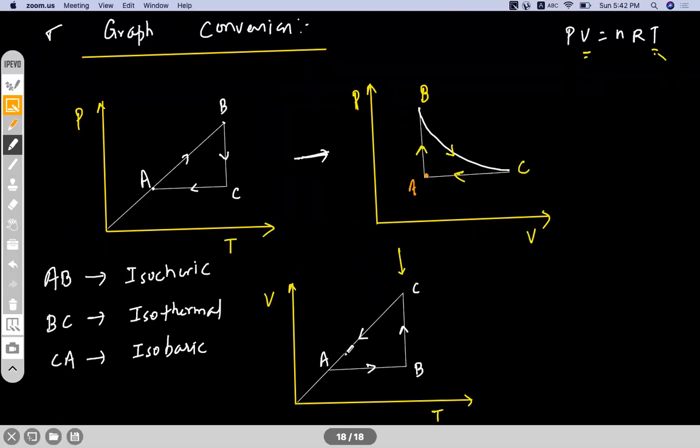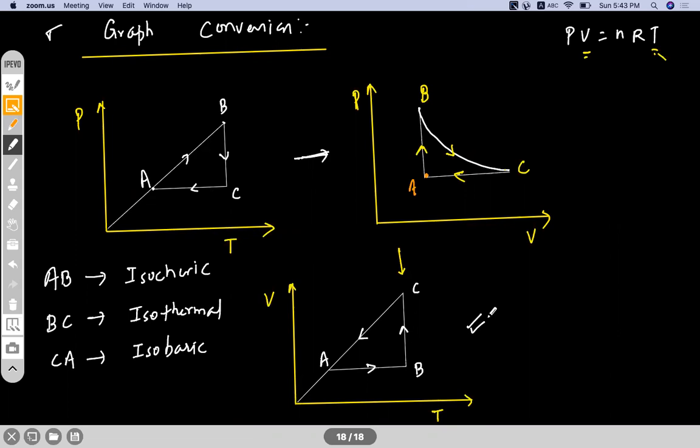C to A, you see what is happening. Volume is decreasing and temperature is decreasing. C to A, pressure is constant, but temperature is decreasing. A to B, constant volume, temperature is increasing. So this is the graph we have of VT. Isn't it clear? Tell me, any doubt?